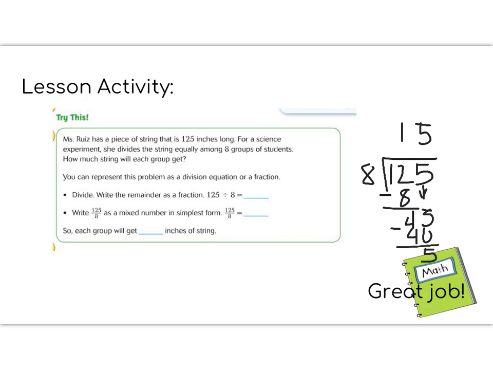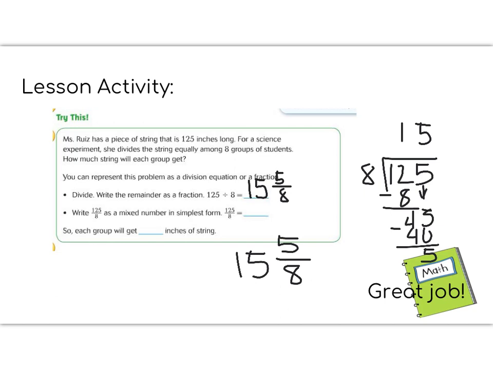Now, this means that we're going to have a remainder or a fraction answer. So remember, the 15 is our whole number. The leftover bits are our numerator. And our denominator doesn't change. Our denominator is the divisor. So that means that we have 15 and 5/8 inches of string for each group.